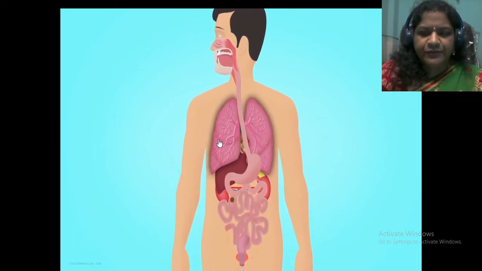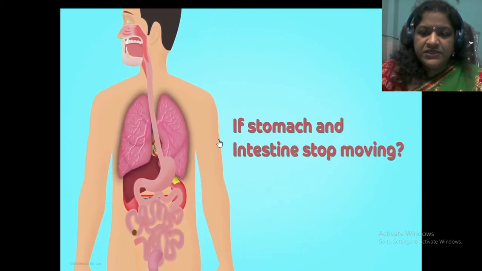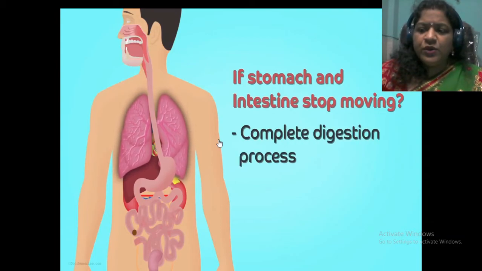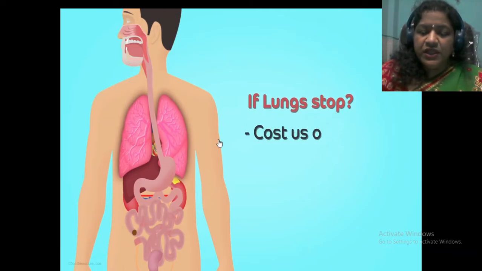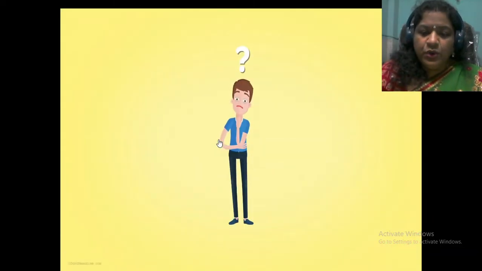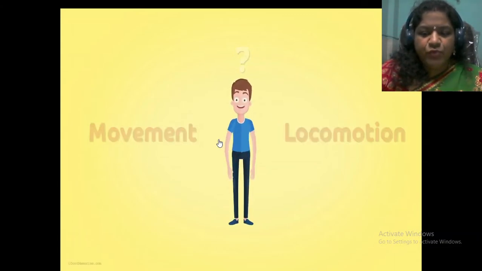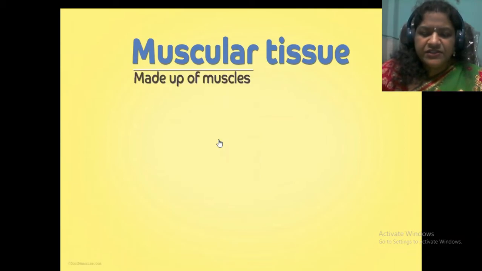Imagine that one fine day the stomach and intestines stop moving. What would happen then? Well, it would be quite bad as the complete digestion would come to a stop. Similarly, what if lungs stop contraction and relaxation? Needless to say, that would cost us our life. So, then who helps us with these important processes of movement and locomotion? Yes, it is the muscular tissue.